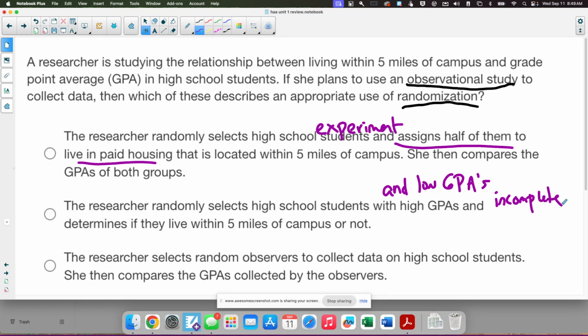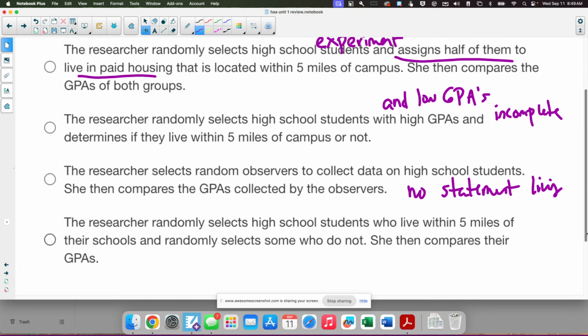The next one, the researcher selects random observers to collect data on high school students, then compares the GPA. This doesn't even say anything about where they live, closer or farther away. So that one doesn't work. So it has to be the last one, where they randomly select high school students who live within 5 miles and ones who don't, and then just look at their GPAs. So it has to be this one. All right, next one.